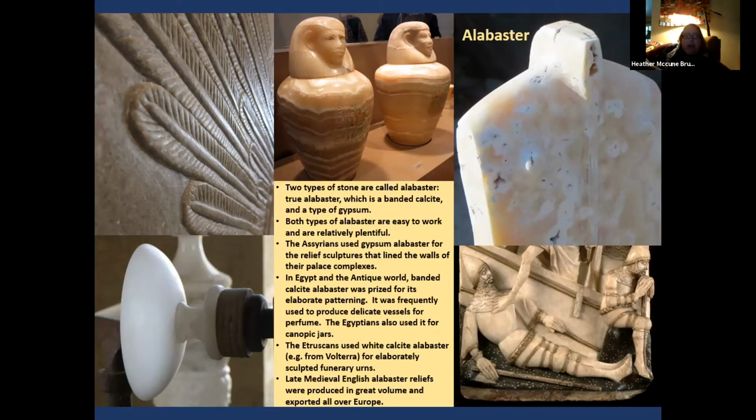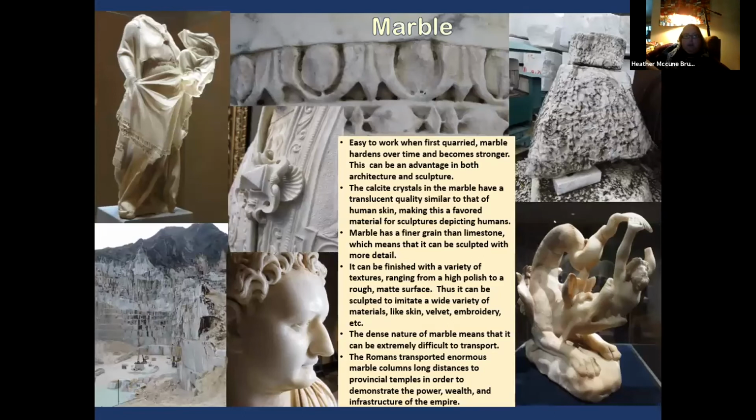Here we're looking at alabaster, which is beautiful but very fragile. It can be damaged heavily by water, used for canopic jars, for palace sculptures in Assyria, and so on. And then finally, we finish with marble. And you're seeing some views from Carrara there, including an unfinished capital.